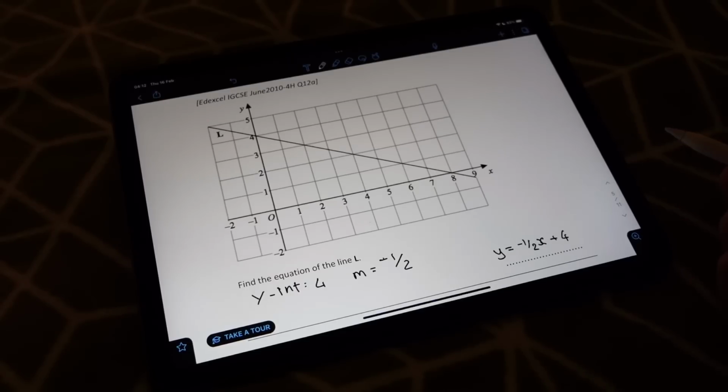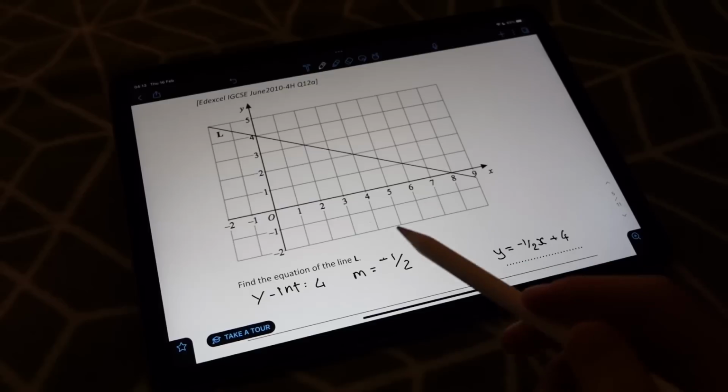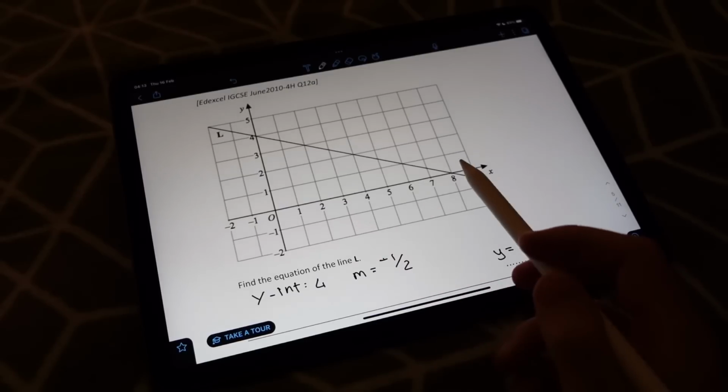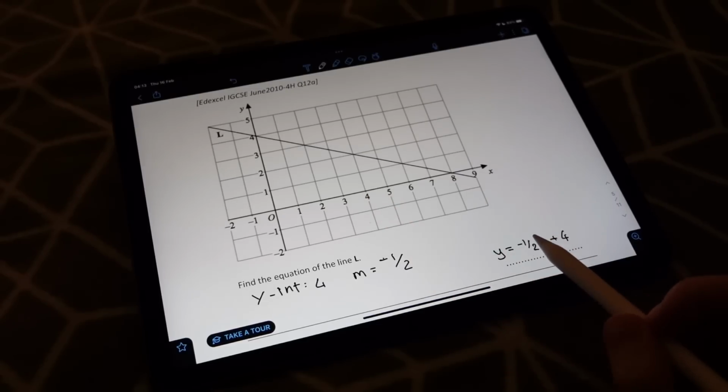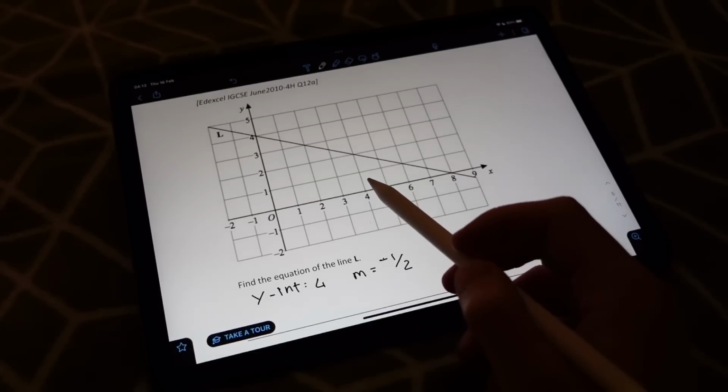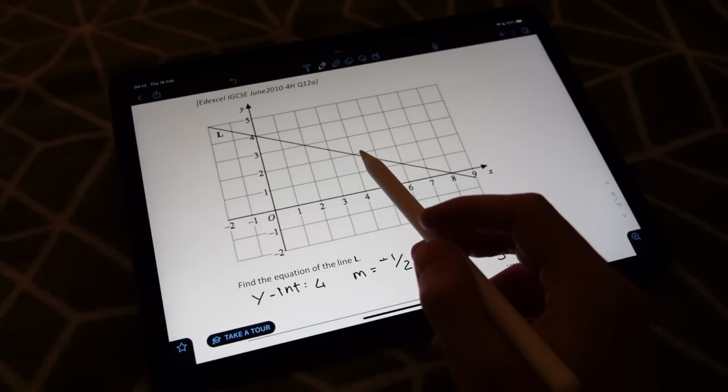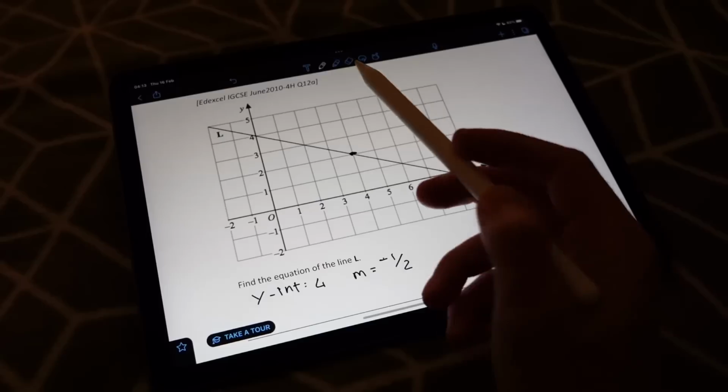And again, we could check this by picking a point. Let's pick an x point and say, I don't know, 4. When x is 4, multiply that by negative a half. We get minus 4 over 2, which is minus 2, plus 4 is 2. It gives us 2. Which is perfect.